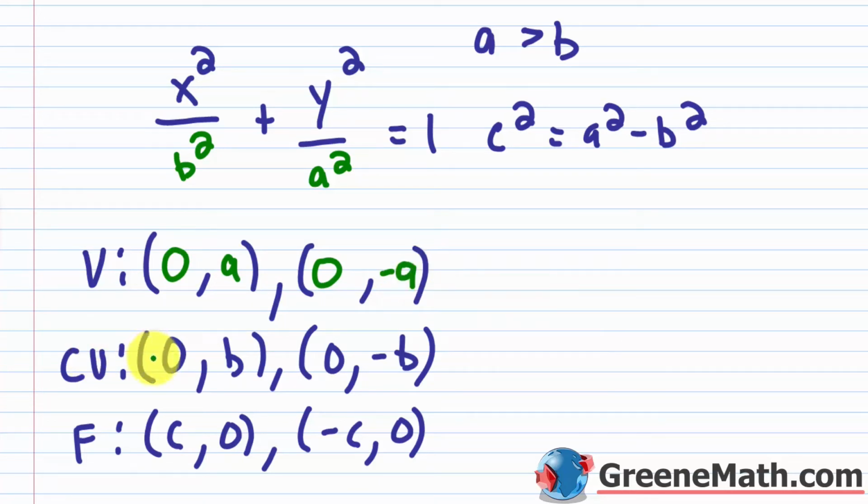The covertices, now I'm going to erase this and say that I have b and negative b, 0 and 0. And for my foci, this is going to change, and I'm going to say 0 and 0, c and negative c. Let me make that better, okay? So again, it's always going to be the case that c squared equals a squared minus b squared. Make sure that you assign a properly. So a is going to be greater than b if you want to use these formulas in this setup.